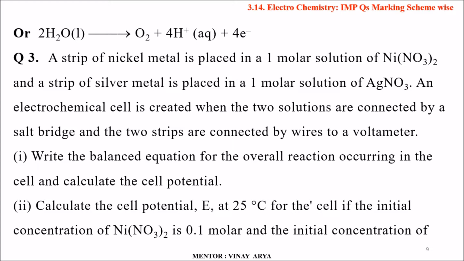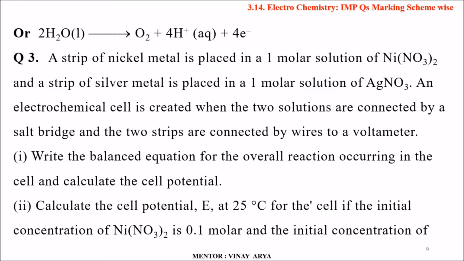Coming to the third question, a strip of nickel metal is placed in a 1 molar solution of Ni(NO3)2, and a strip of silver metal is placed in a 1 molar solution of AgNO3. An electrochemical cell is created when the two solutions are connected by a salt bridge and the two strips are connected by a wire to a voltmeter. Write the balanced chemical equation for the overall reaction occurring in the cell and calculate the cell potential.